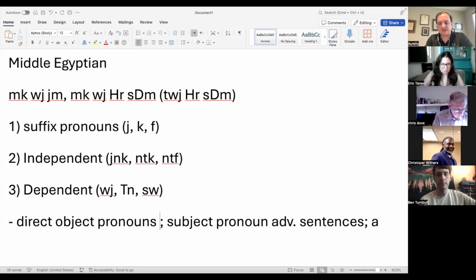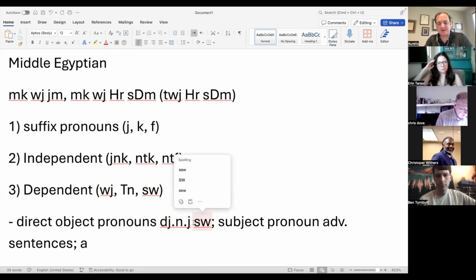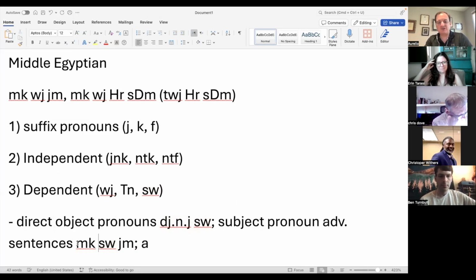So let me give an example for each. Di.n.i sw: I gave him, or it. So this is a verbal form, segem.n.f, and I put my dependent pronoun as the direct object. Subject pronoun in adverbial sentences, simple like su im, he is there. You can also say eu f im. Instead of using the mech and the dependent pronoun, you could also use the eu and the suffix pronoun. But let's not complicate it too much.